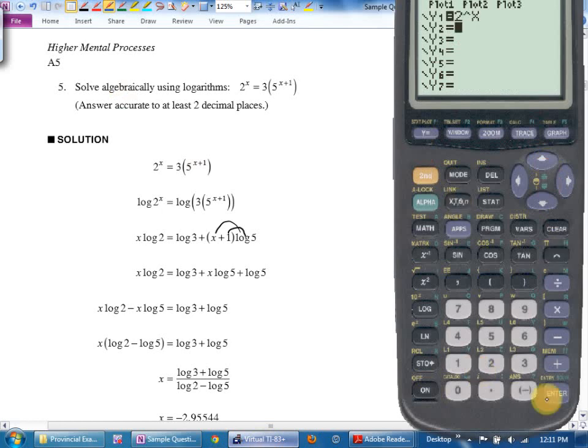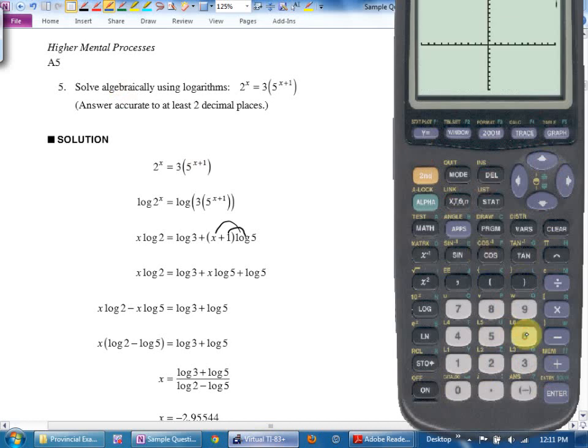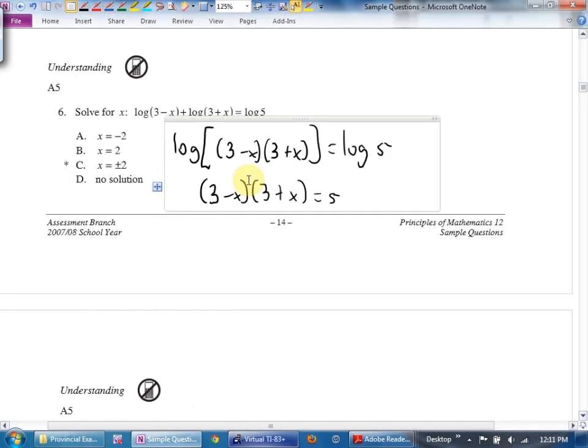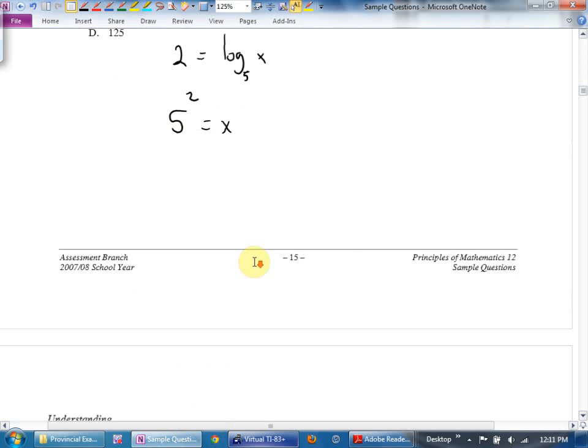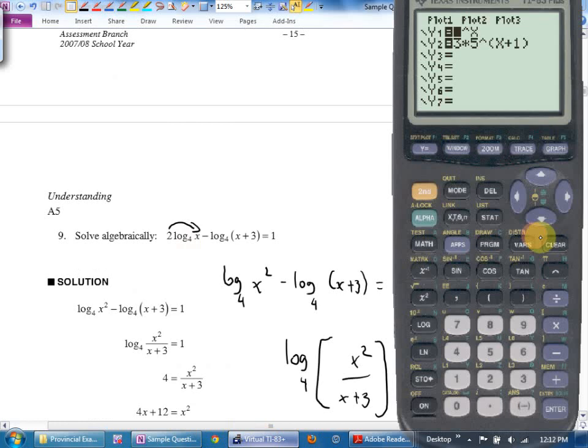You can also, if it's a logarithmic equation, like this one, you can check it this way. How do I type log base 4? Log x over log 4. Just the same way you would type it when you're trying to evaluate it. Minus, how do I type log base 4? Log x plus 3 over log 4. Close bracket. There's the left side, right side 1, graph.